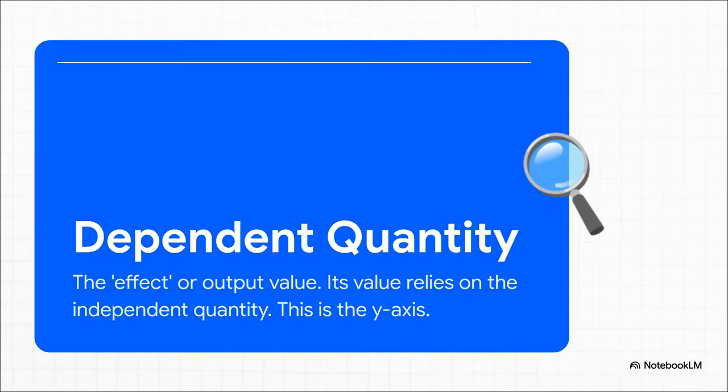And where there's a cause, there's always an effect. And that's our dependent quantity. Its value completely depends on whatever the independent one was. So if you buy 3 slices of pizza, the total cost totally depends on that number, right? The cost is dependent. And on a graph, that's your vertical line, the y-axis.